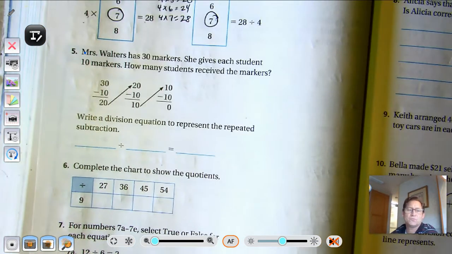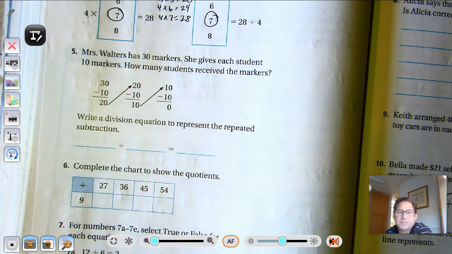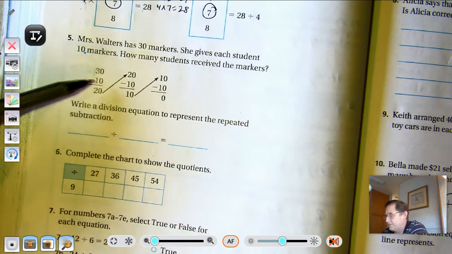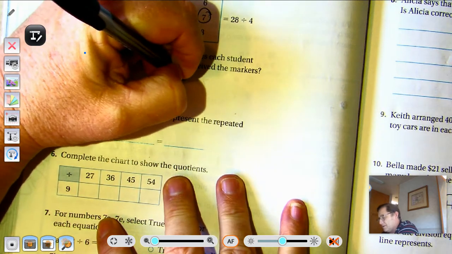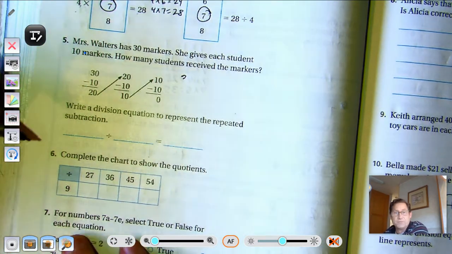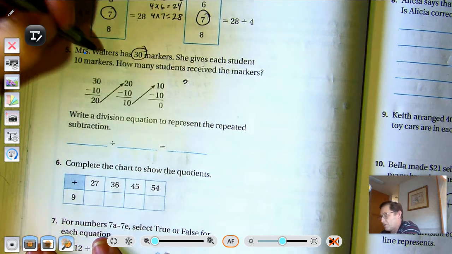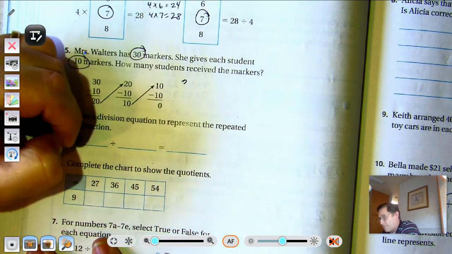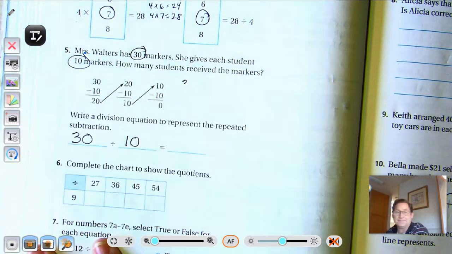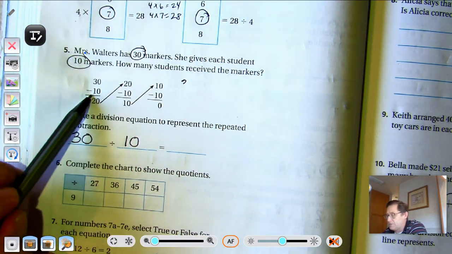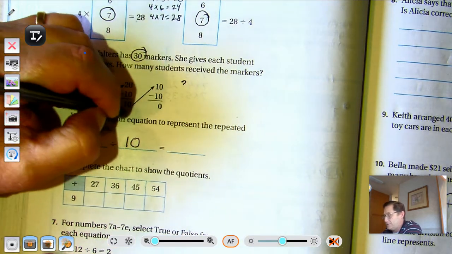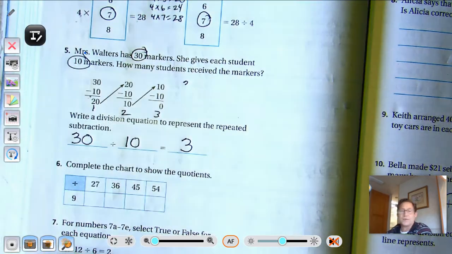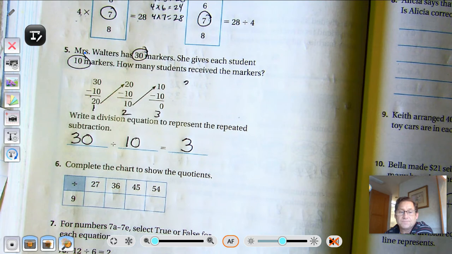Number 5. Mrs. Walters has 30 markers. She gives each student 10 markers. How many students received the markers? And so we show here the strategy of repeated subtraction. So it says write a division equation to represent the repeated subtraction. So she has 30 markers total, and she's going to divide by 10. How do I know she's dividing by 10? Because we subtracted 10 each time. So 30 divided by 10, she subtracted it 1, 2, 3 times. So 3 students received markers.